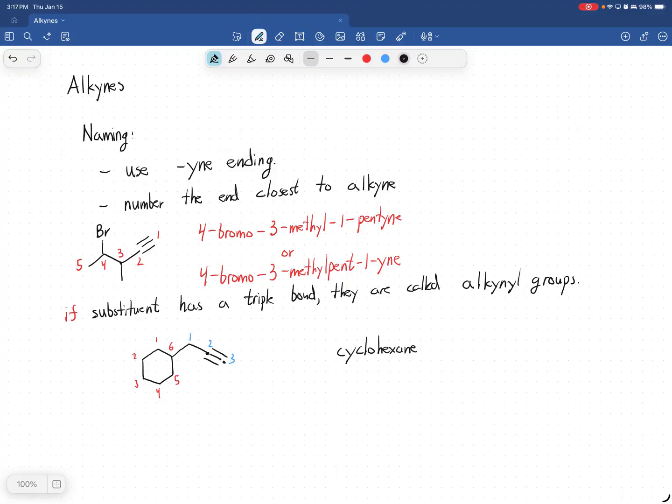And at this 2 position right here, you're attaching this 3 carbon chain. So this will be called 2-propynyl because it's a 3 carbon chain. We make that like an alkyl group, but in this case it's an alkyne. So 2-propynyl, because on the alkyne chain it's at the 2 position and it's 3 carbons long. So that's why it's called propynyl cyclohexane.